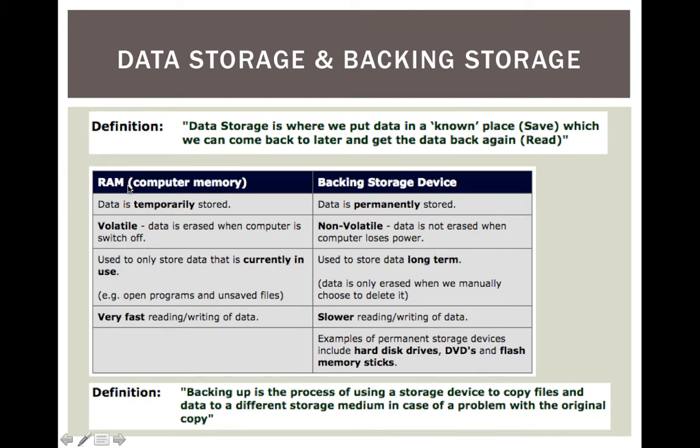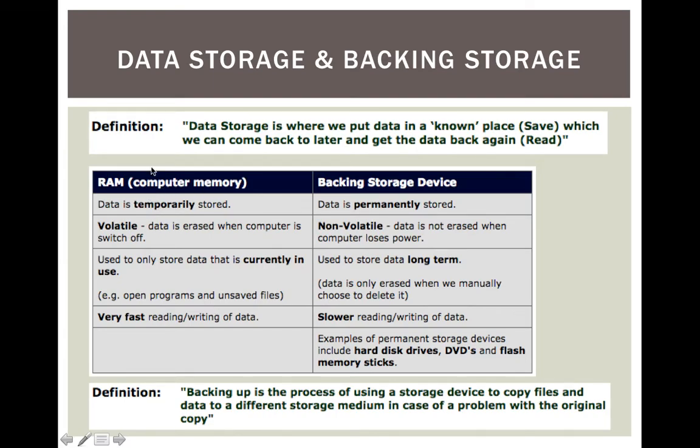So we've got the other understanding of the difference between your computer's memory and the backing storage. So your RAM, or your computer's operational memory, is temporarily stored and it's volatile. So when it's switched off, the computer wipes the RAM, and it's only used to store data that's currently in use, but it's very fast at reading and writing data.